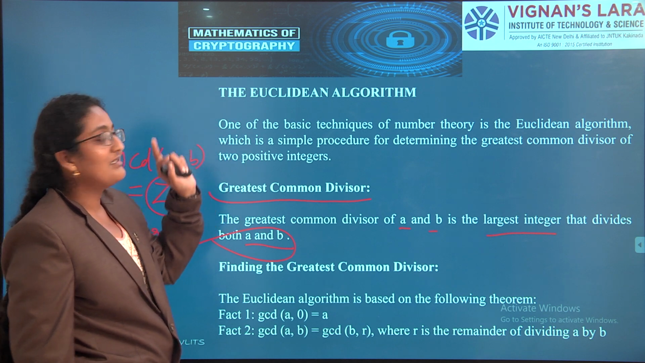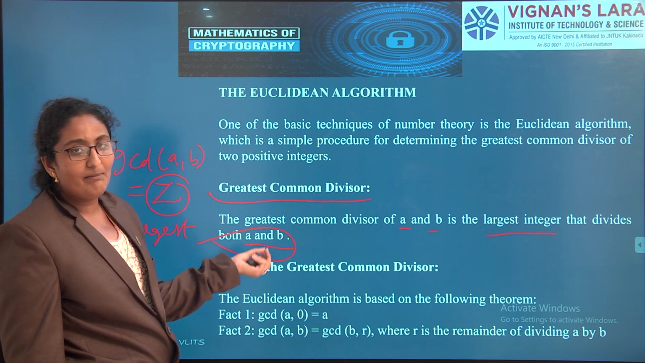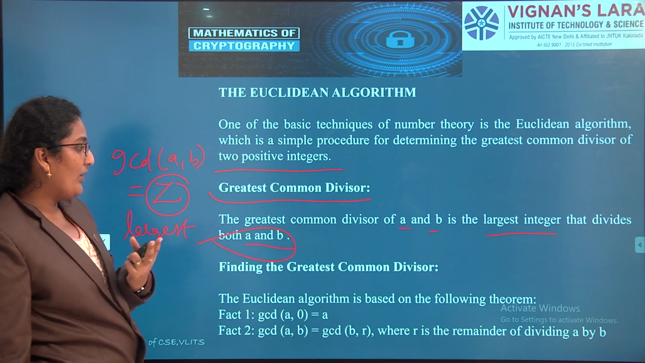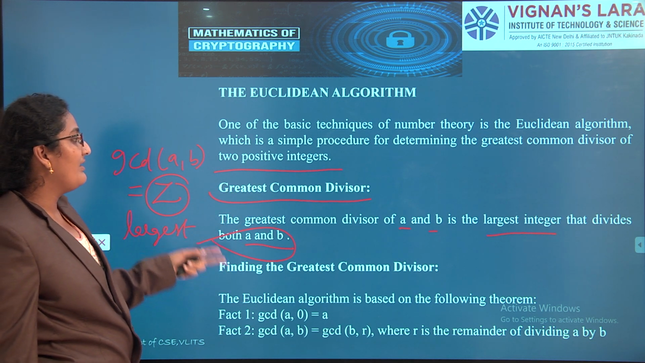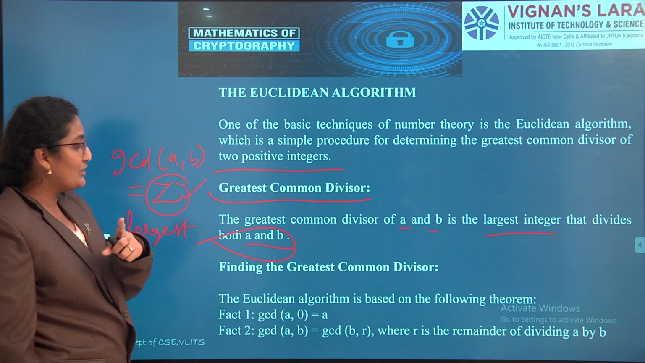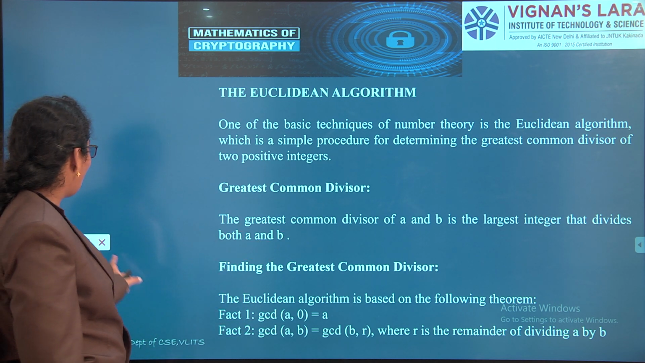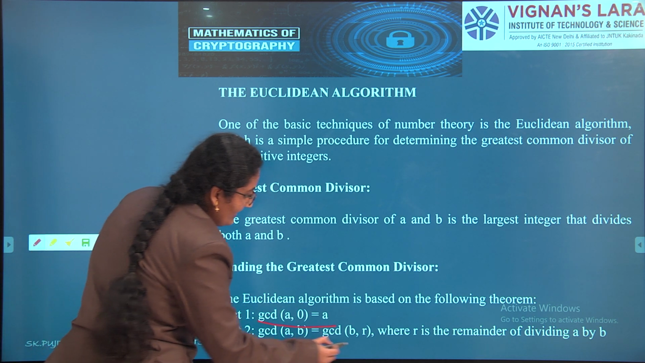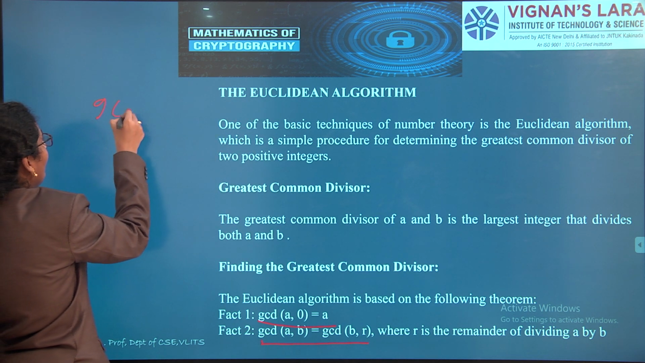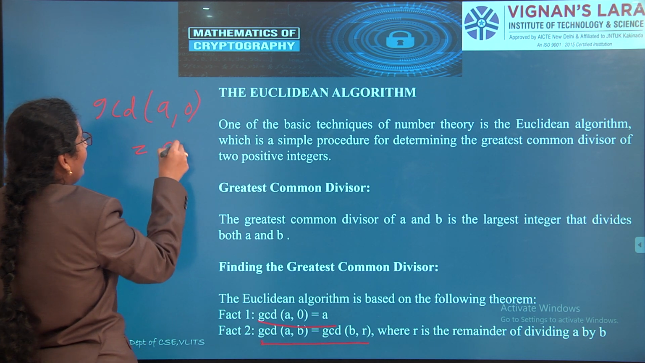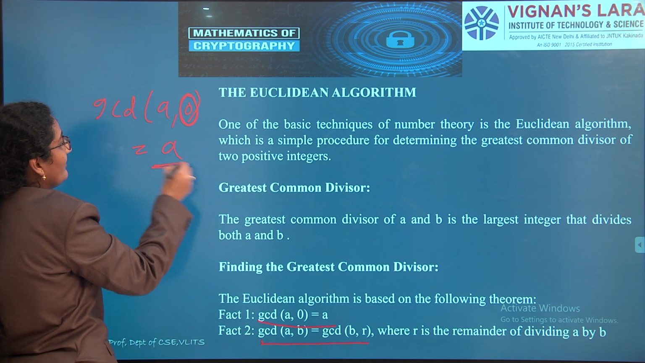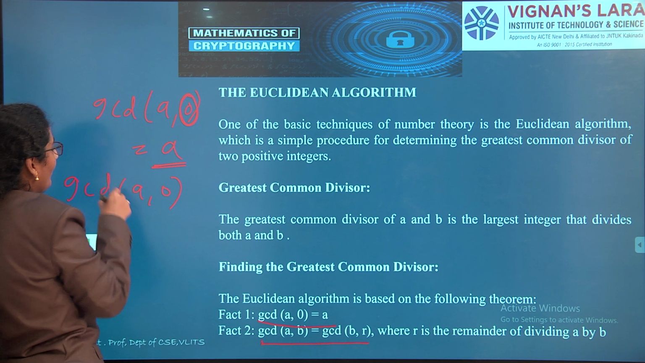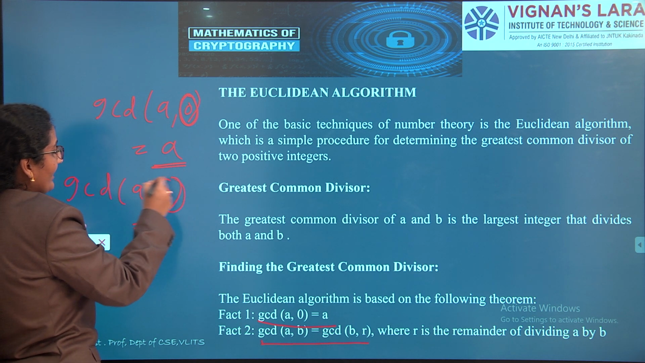So Euclidean algorithm in number theory is to determine GCD. GCD can be calculated between two positive integers. If a comma b are two positive integers, then GCD of the two positive integers will be a large integer which should divide both a and b. So what are the two facts we have? GCD of a comma 0 is a, and GCD of a comma b is GCD of b comma r. If your second integer is 0, GCD will be first integer. A comma 0, what will be the GCD of these two integers? A only, because the second integer is 0.